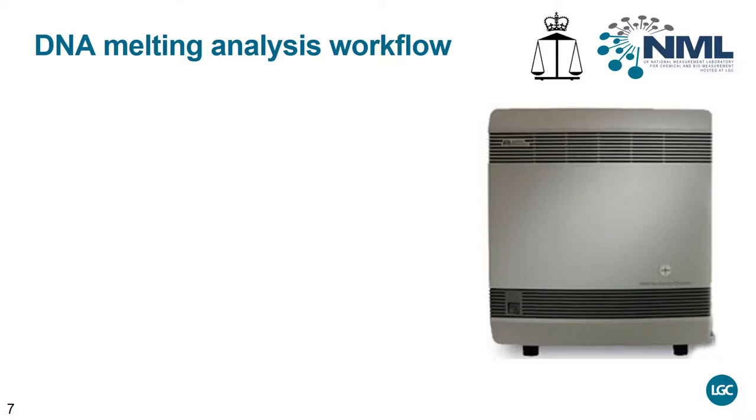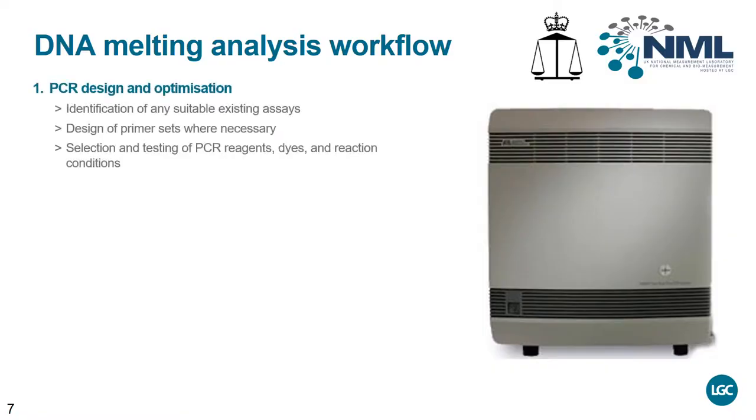The DNA melting curve analysis workflow comprises 4 key stages. The first stage involves the design and optimization of PCR assays, which may include the identification of suitable pre-existing assays. PCR performance is optimized as for real-time PCR assays, but with the inclusion of the optimization of the concentration of a fluorescent double-stranded DNA intercalating dye.